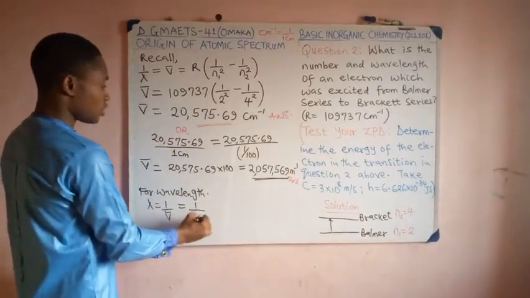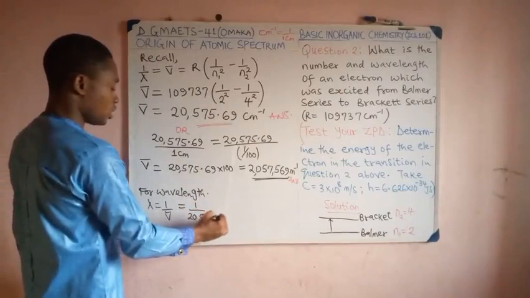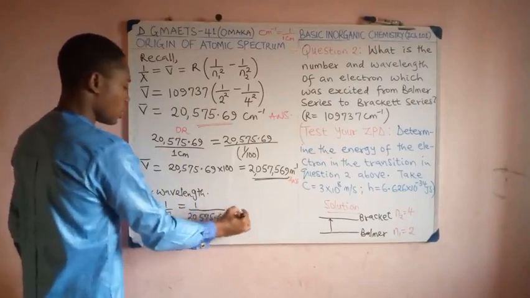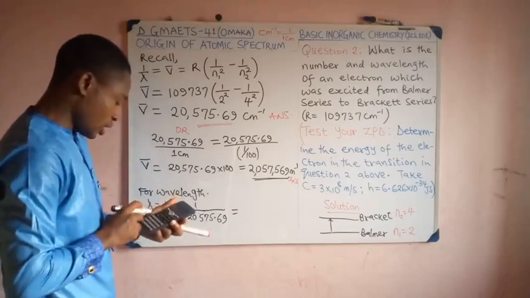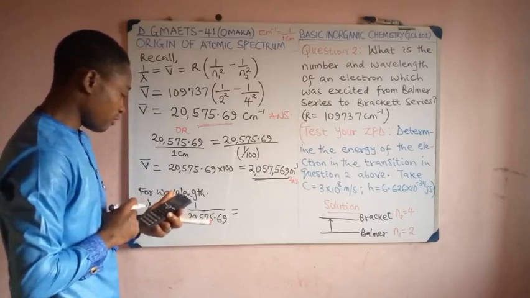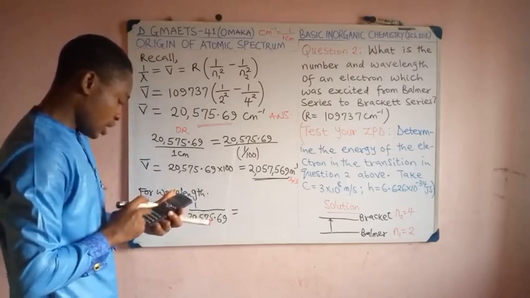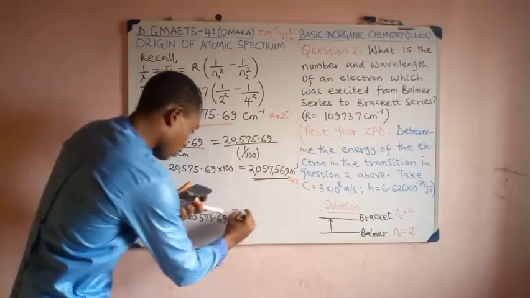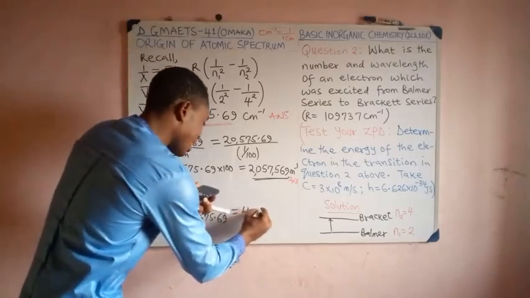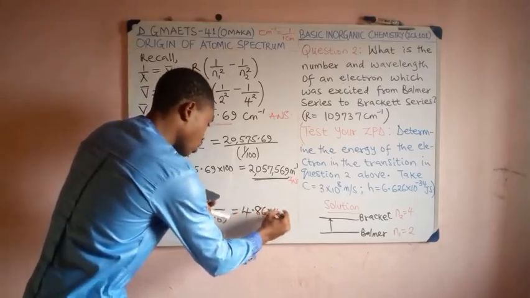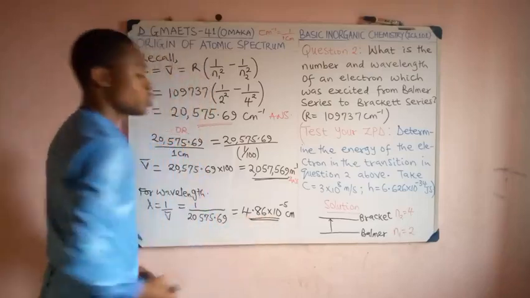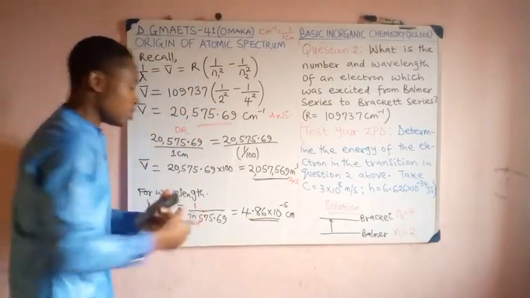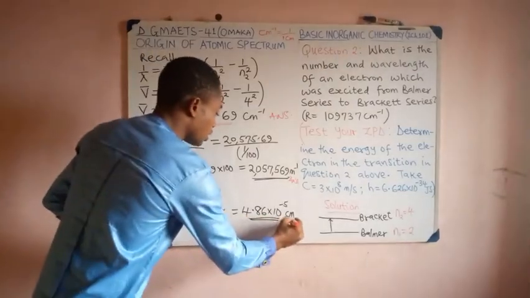That's 20,575.69. So let us see what it's going to give to us as wavelength. 1 divided by 20,575.69. From here, it's giving me 4.86 times 10 raised to the power minus 5. The unit will be cm. So this is the result of the wavelength in centimeter.